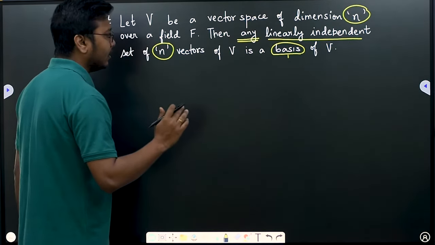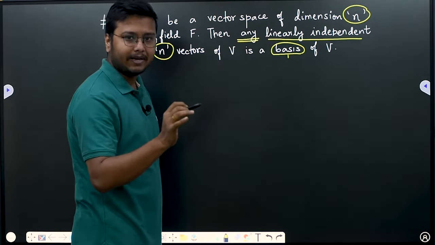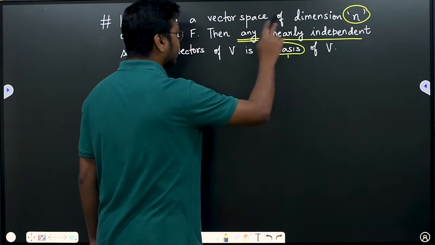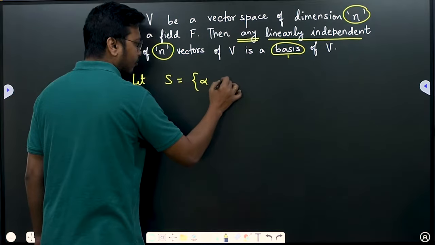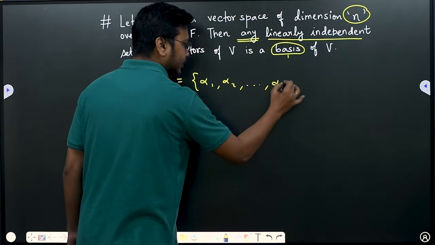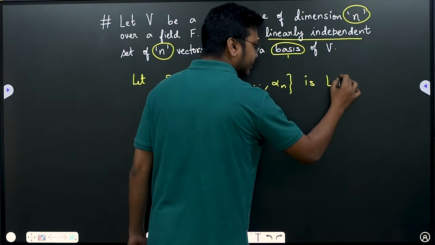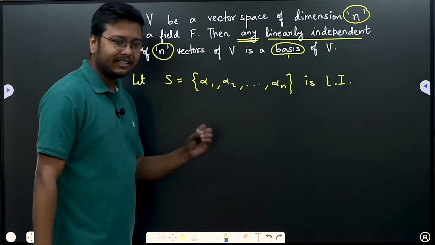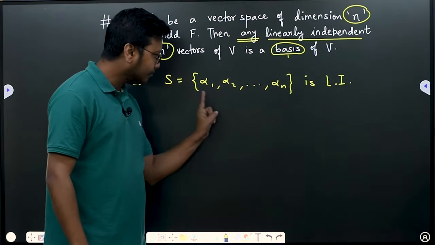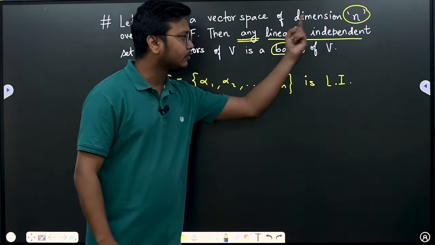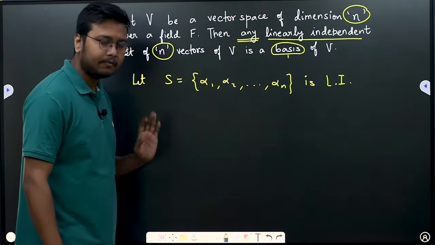Let me construct a set which contains N linearly independent vectors, where N is the dimension of the vector space. So let me consider the set alpha 1 to alpha N, which obviously contains N vectors, and is linearly independent. My target is now to show that S is a basis, because I've taken a linearly independent set and my set contains N vectors, which is equal to the dimension of the vector space. So I will try to show that S is a basis.